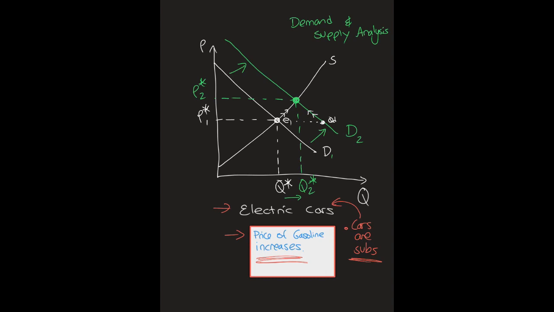So at the end of our demand and supply analysis, what we find is that prices have increased and the number of goods available for consumption have also increased. So the increase in the price of gasoline led to an increase in the price of electric cars.